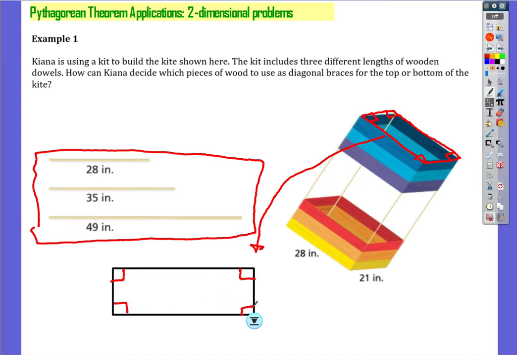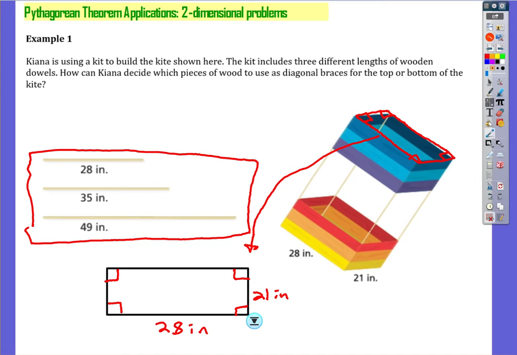And we got some information here. So we know that this is 21 inches. This is 28 inches. And we're trying to find a diagonal support. So if we draw that across, I'll draw that in a different color. Maybe put that in red. We're trying to find how long of a cross beam we should use across.